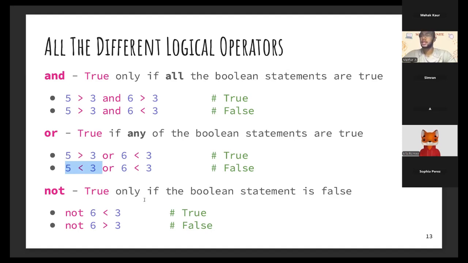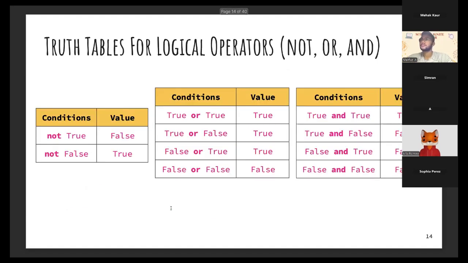And the not keyword, whatever the statement is, returns the opposite of that. So 6 is less than 3, we know, is false. So not 6 is less than 3 would return true. It'll make a lot more sense as you guys utilize it. That's how programming really works. There's something called truth tables, which goes over how to use not, or, and.